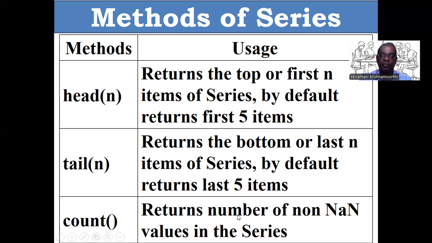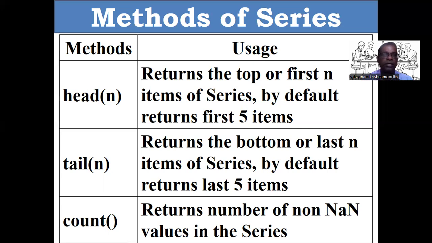Count. It returns the number of non-NaN values in the series. Already we studied size. It returns all items, the size of all items. Count means it counts and returns only how many non-NaN values are available in the series. I hope it is clear.